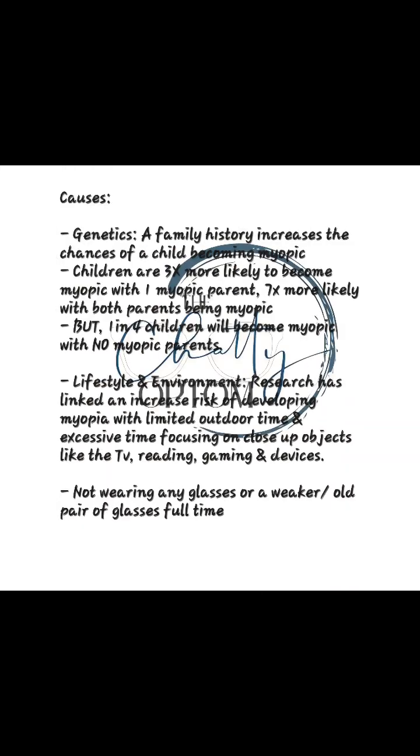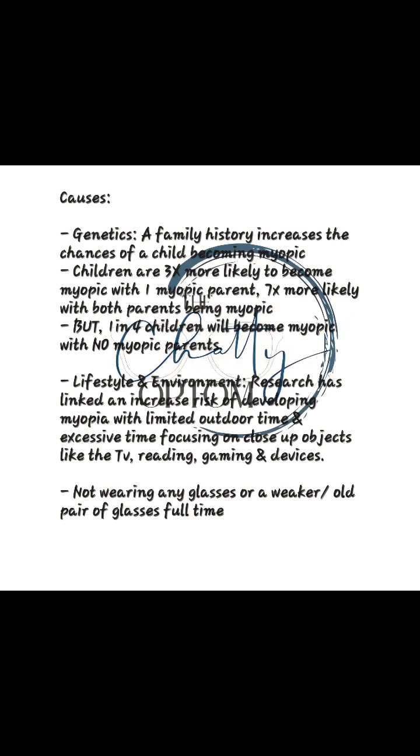Some of the causes, obviously, family history. If there is short-sightedness in the family, the children are more likely to become short-sighted as well. If one parent is short-sighted, the children are 3 times more likely. But if both parents are short-sighted, that rises to 7 times more likely. But we know 1 in 4 children will become short-sighted even if there are no short-sighted parents.